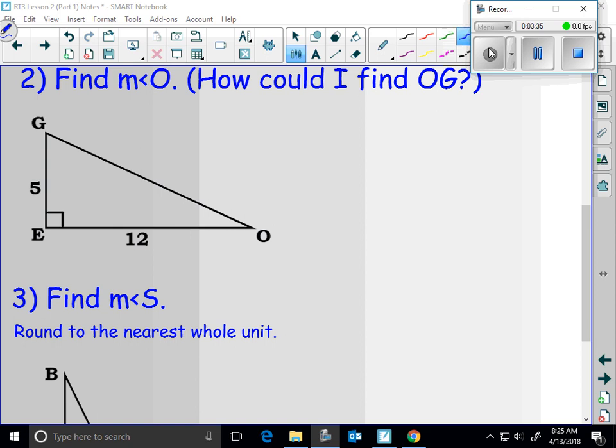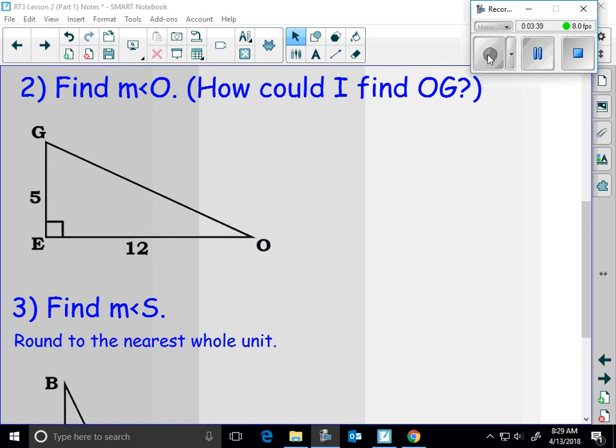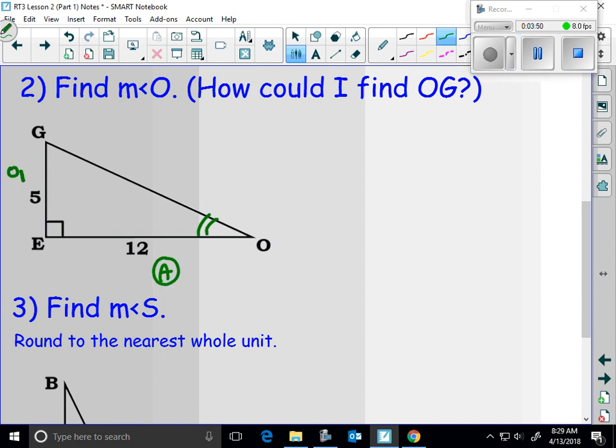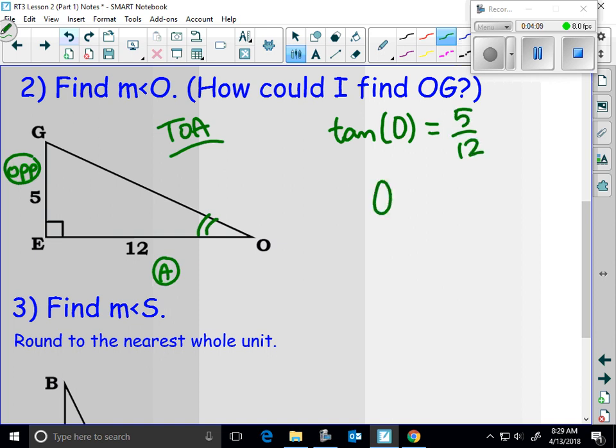How about that with a neighbor? Find the measure of angle O. Let's come together and look at these two problems here. From angle O, this is the adjacent side. This is the opposite side. So at this point, I know I want to use tangent, because of TOA. Opposite and adjacent would be TOA. So the tangent of angle O would equal 5/12. So the measure of angle O is going to be the inverse tangent of 5/12.